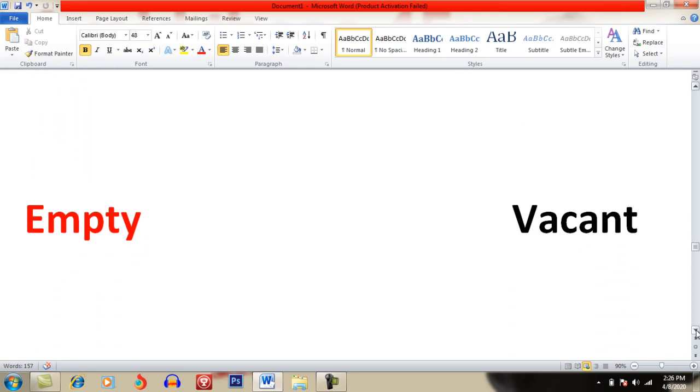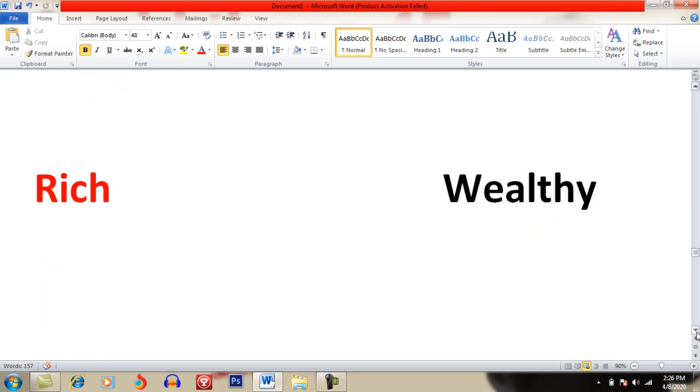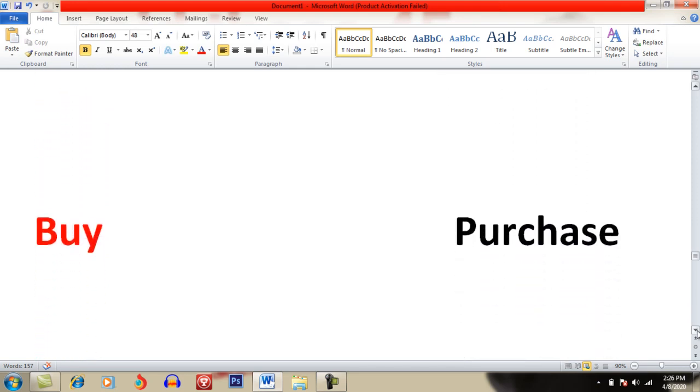"Empty" is informal. Try to use the word "vacant." Instead of "rich," you can use the word "wealthy." "Buy": do not use the word "buy" in IELTS writing. Try to use "purchase."